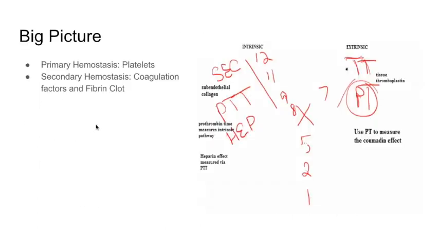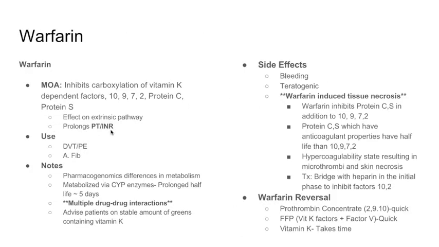One thing that I didn't mention is that this side, the extrinsic pathway, you monitor using prothrombin time, and the intrinsic pathway you monitor using partial thromboplastin time, so PTT. So here PT, here PTT. This side is affected by warfarin, and you monitor it using PT. This side is affected by heparin, and you monitor it using PTT. Note that warfarin does affect PTT, but to the most extent it affects PT or INR.